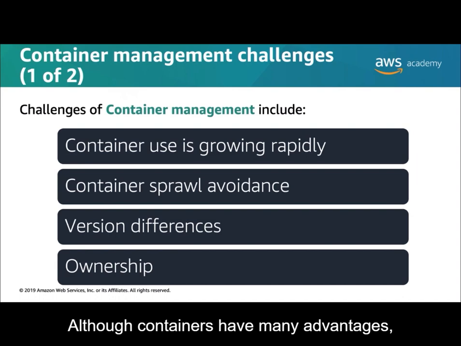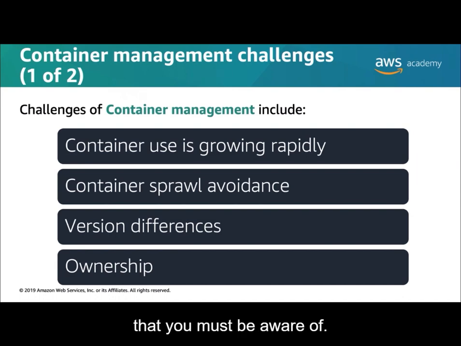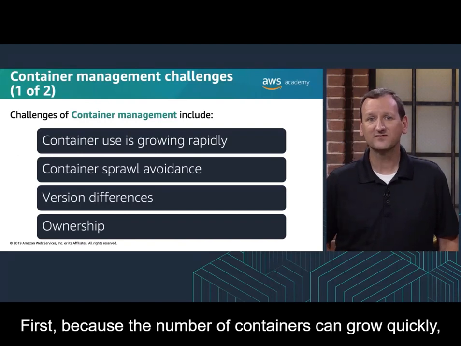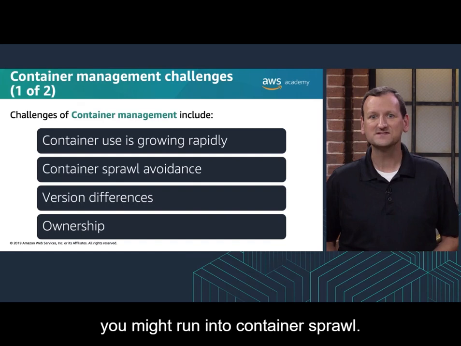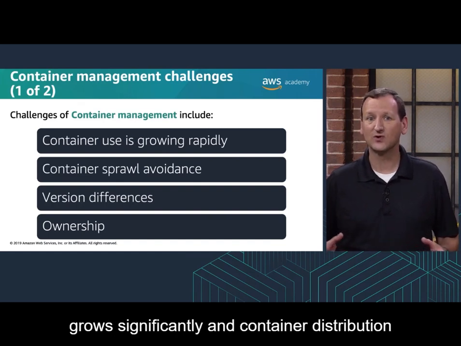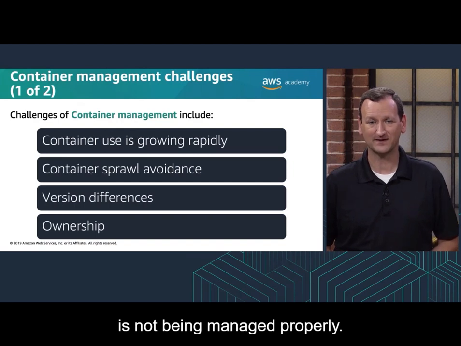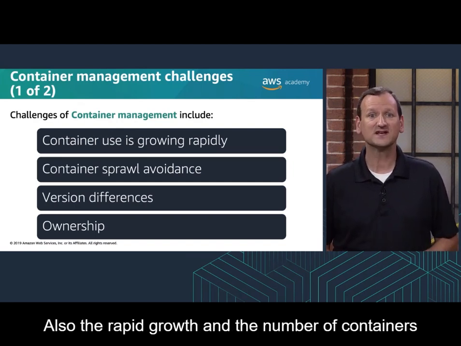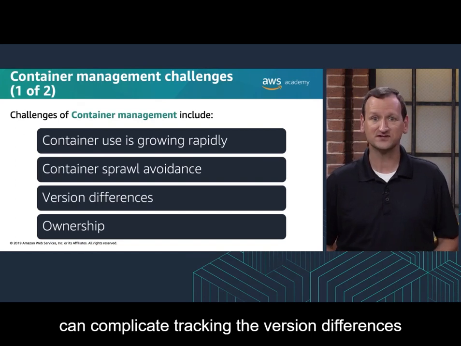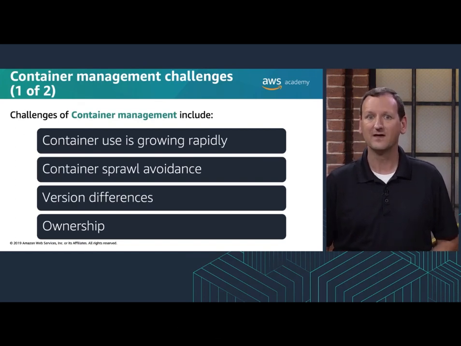Although containers have many advantages, they also come with a few challenges that you must be aware of. First, because the number of containers can grow quickly, you might run into container sprawl. This tends to happen when the number of containers grows significantly and container distribution is not being managed properly. Also, the rapid growth in the number of containers can complicate tracking the version differences of a container.